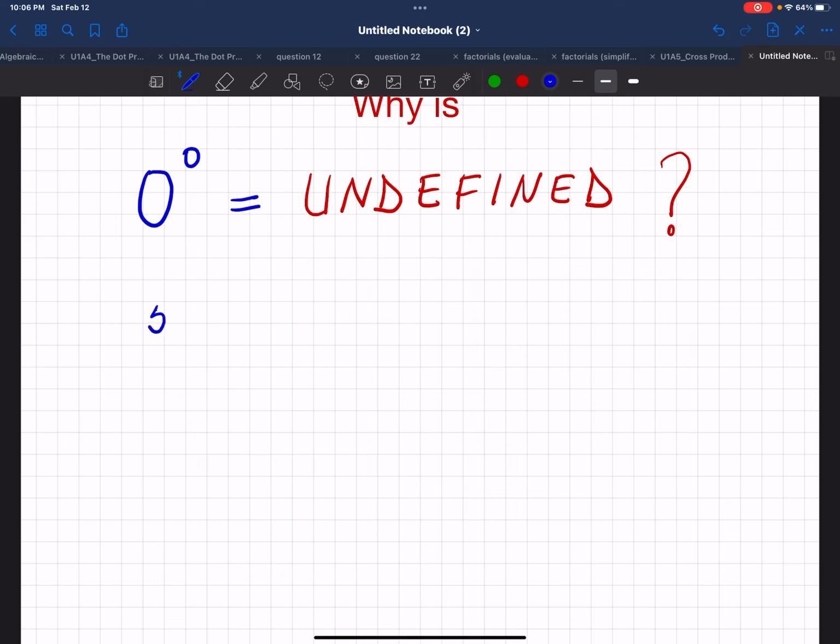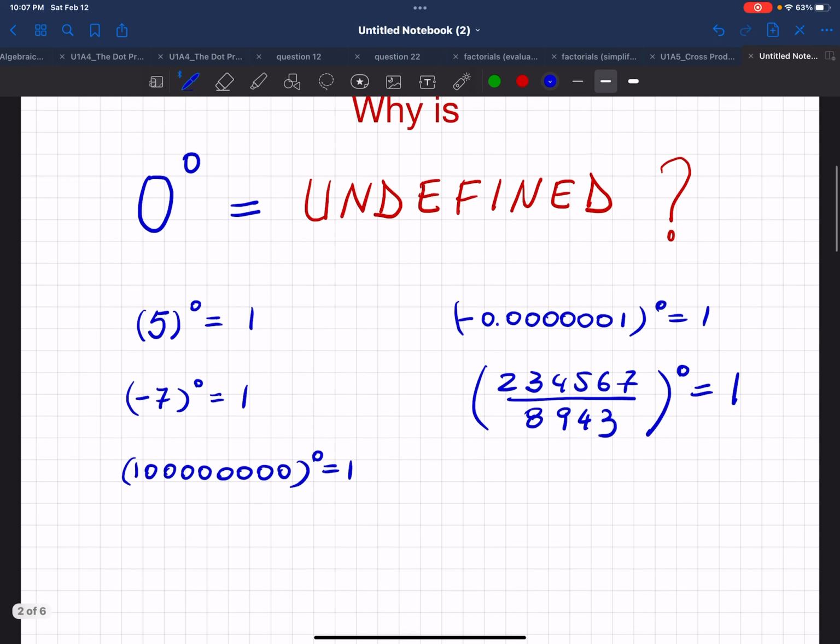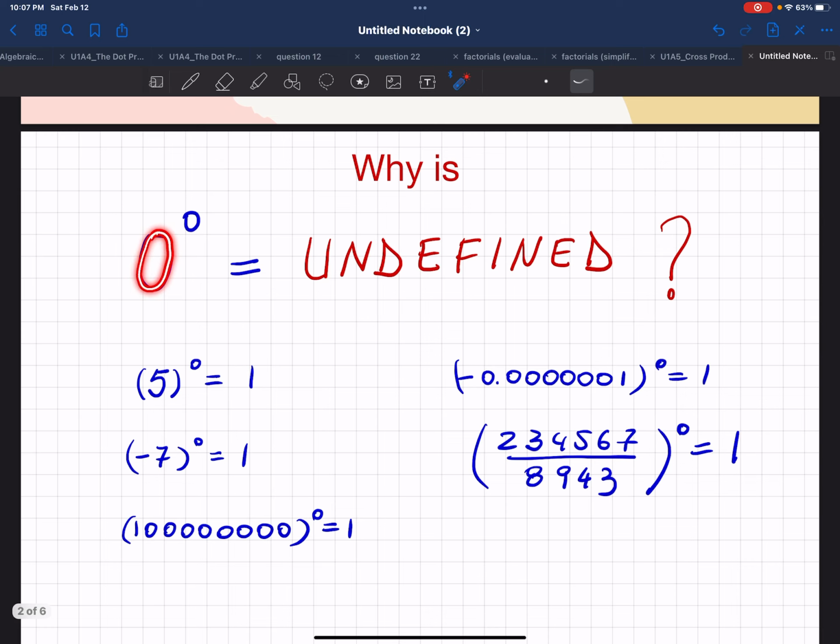For example, this positive number to the power of 0 would equal 1. This negative number to the power of 0 would equal 1. This very large number to the power of 0 equals 1. This very small number brought to the power of 0 would equal 1. This complicated fraction brought to the power of 0 equals 1, and any number to the power of 0 equals 1 except for 0 to the power of 0.